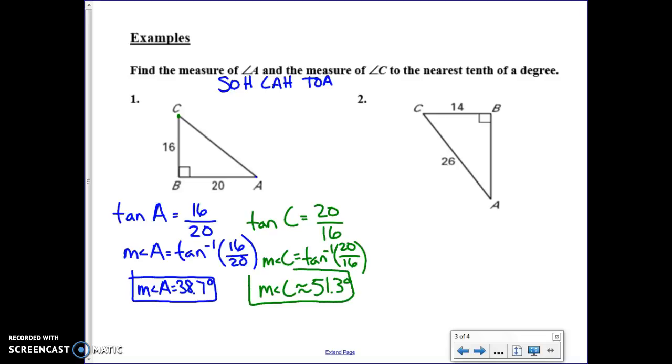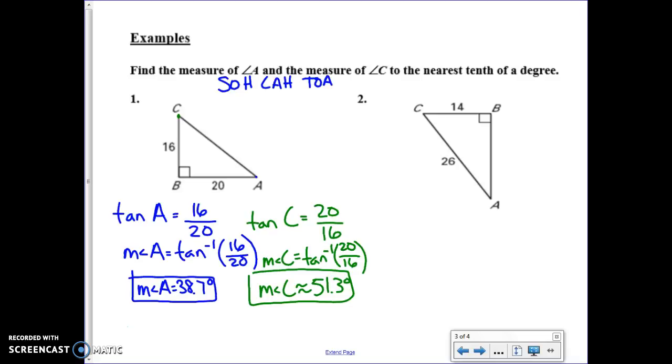Now, if you add 38.7 and 51.3, you should get 90, because then we have our angle B is 90, and our whole thing has to add up to 180. But it's good for us to practice it this way rather than just subtracting. That's a good check for you.